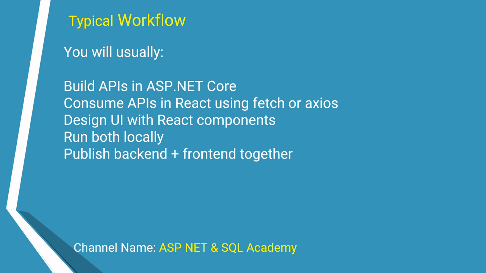In a normal workflow, you will first build your APIs in ASP.NET Core, then consume them inside your React components using fetch or Axios. You design the UI with React, test both parts locally, and finally publish them together in one project.